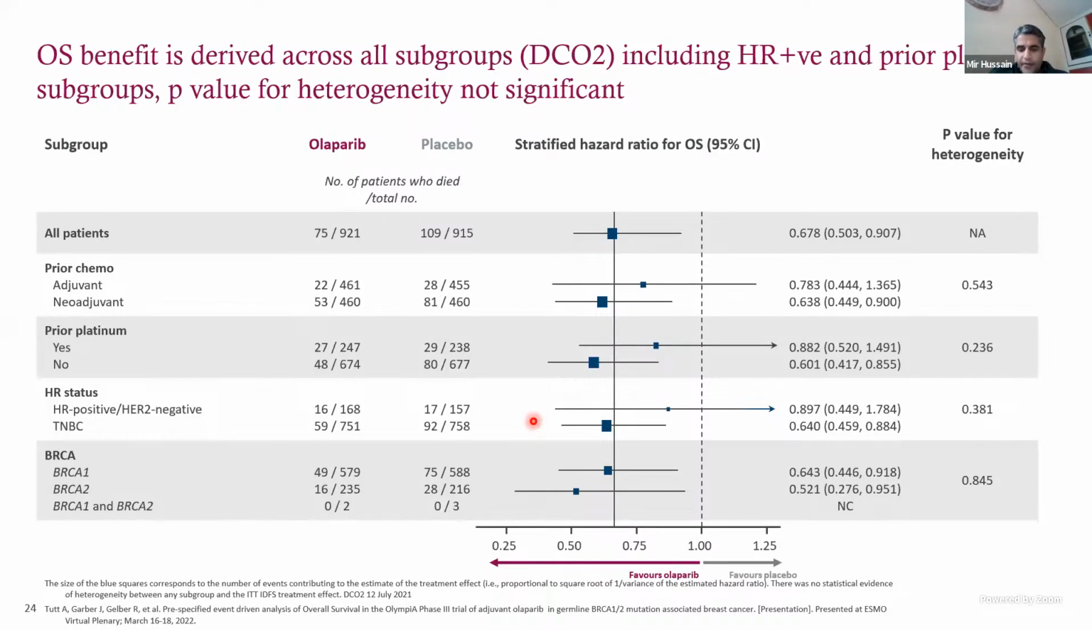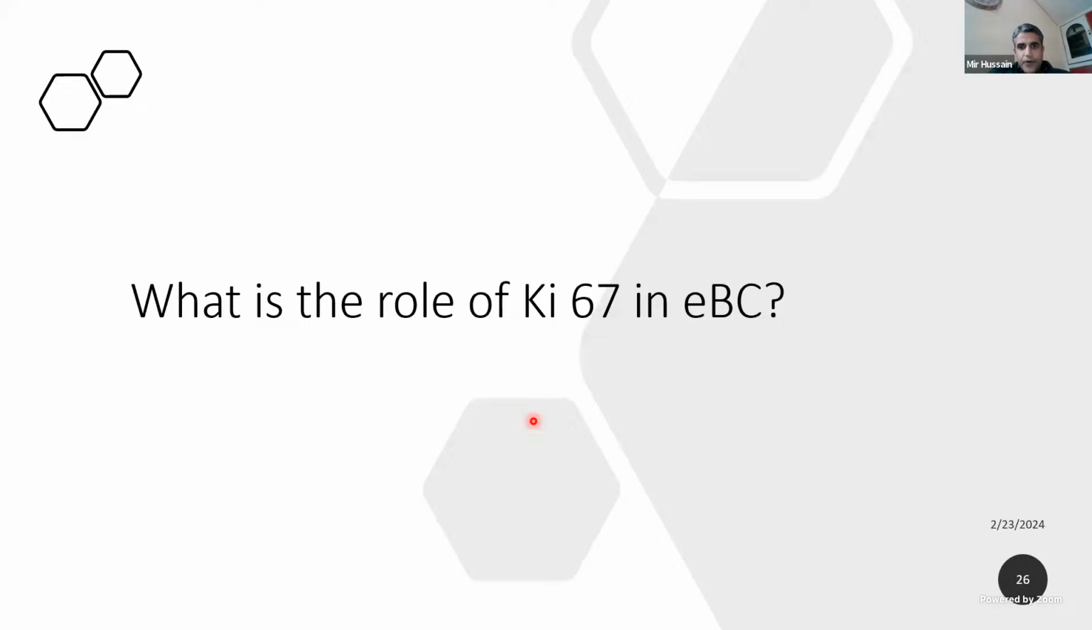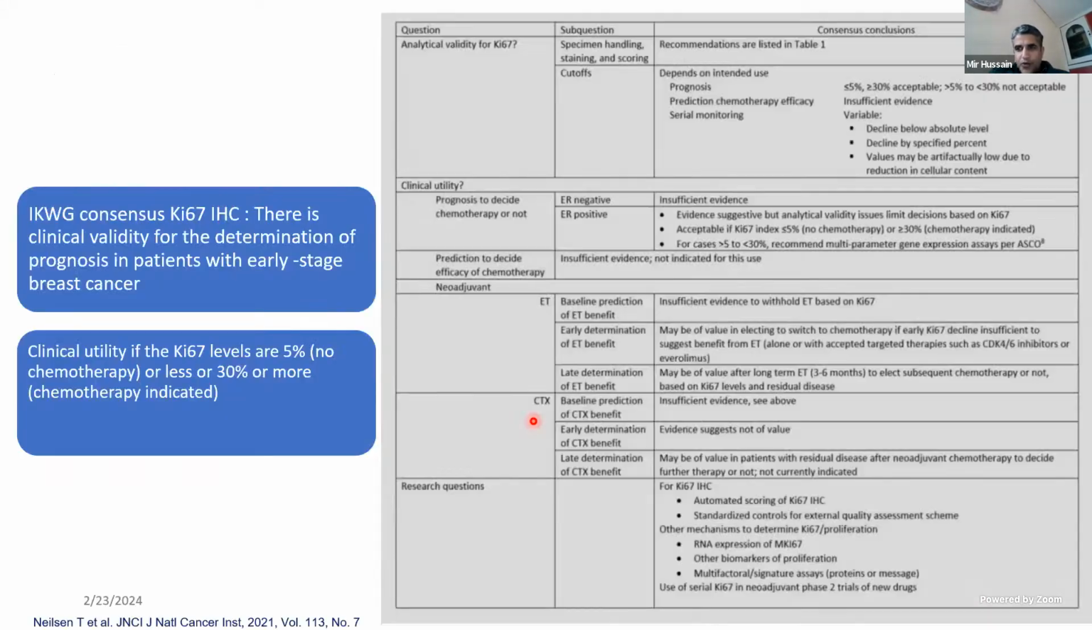So these are the benefits. Dr. Mukesh has already discussed that it all favors olaparib for 1 year in germline BRCA mutated, HER2 negative breast cancers. And there are conflicting invasive disease-free survival results with the CDK4/6 inhibitors in the adjuvant maintenance setting. Except Monarch, none of the trials has shown any advantage. So then the Ki-67, we know that it helps us.